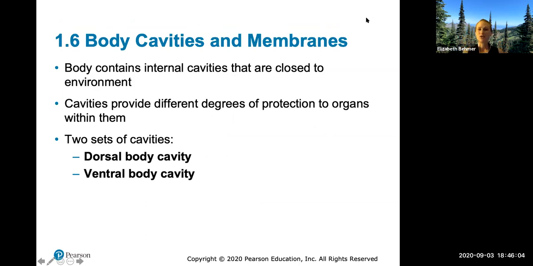Body cavities. So all of your organs are within internal cavities that are closed to the environment, which is a good thing. These cavities provide different degrees of protection to the organs within them. Two sets of cavities, we divide them into whether they're on the front or the back of the body, the dorsal and the ventral body cavity.